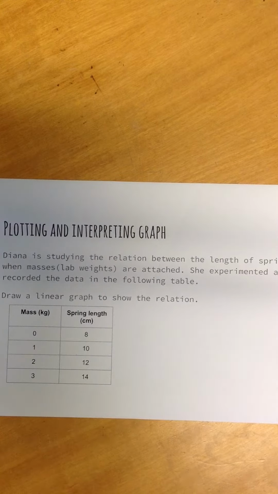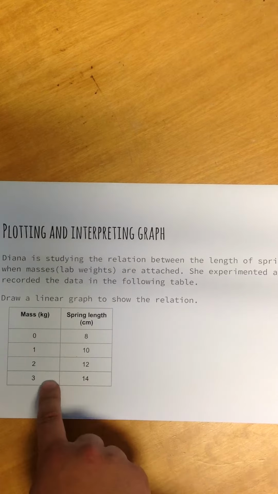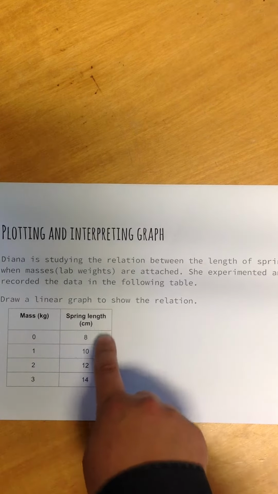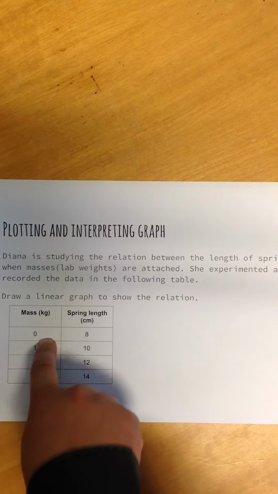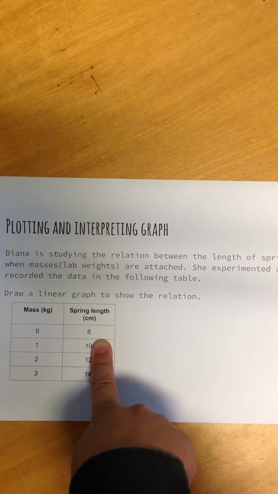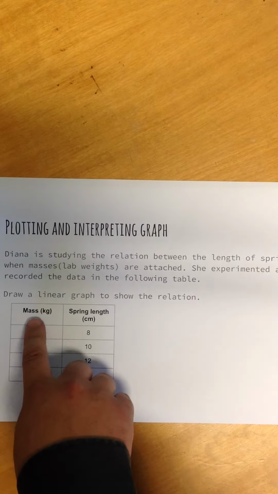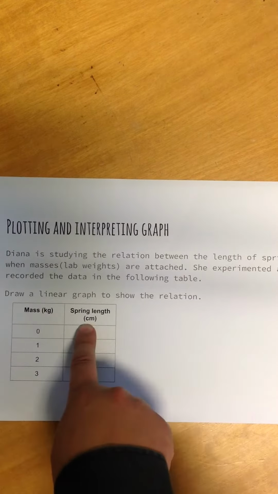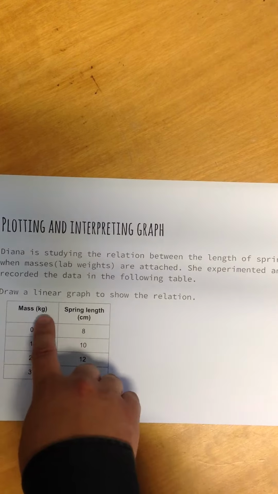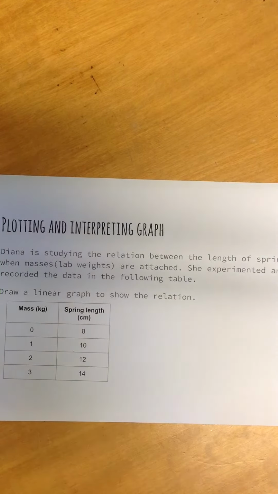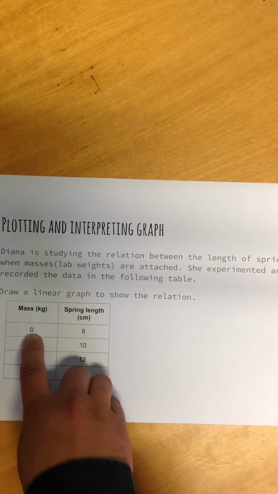So let's look at the table for a second. This is what she's changing, and this is how the spring is changing. So this is the independent variable, and this is the dependent variable. So a table has to have titles, obviously, or labels. Look at that. It has units, and this is going to make your job easier when you're doing your own graphs. Let's focus on 0 for a minute.